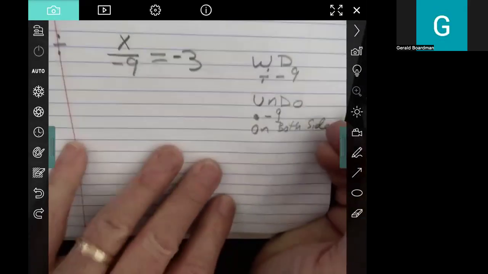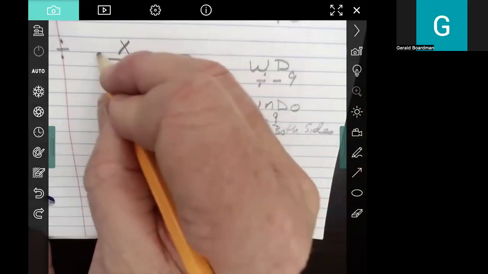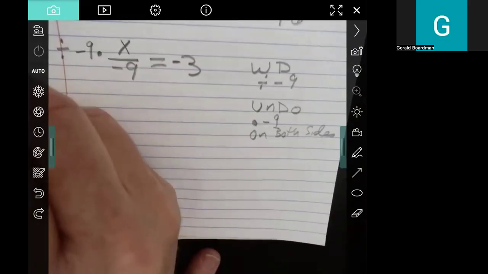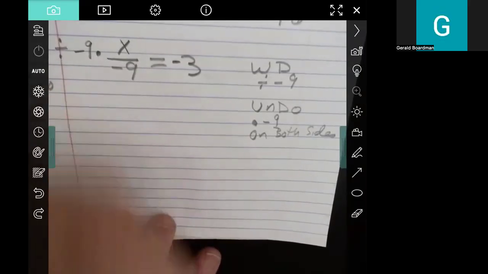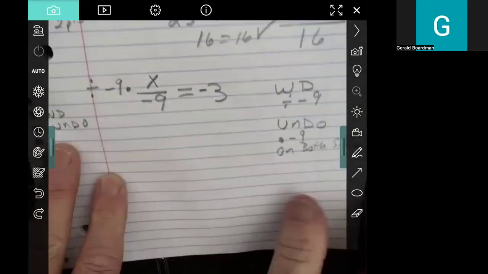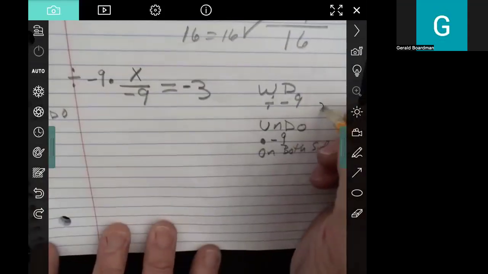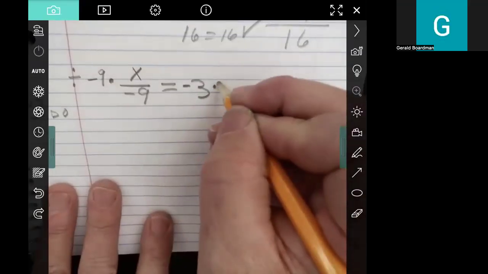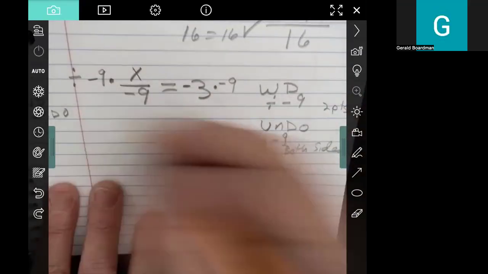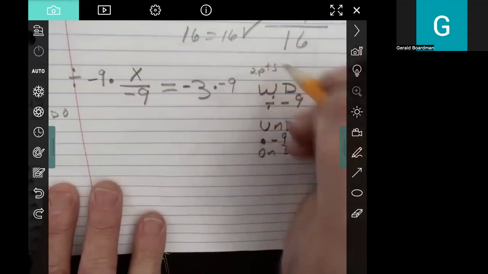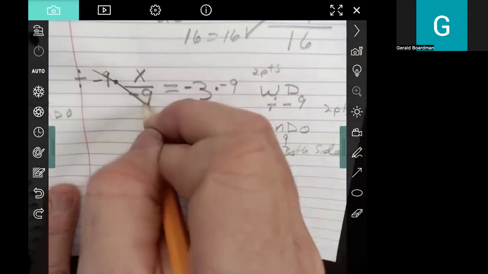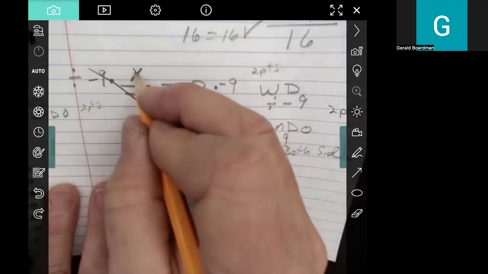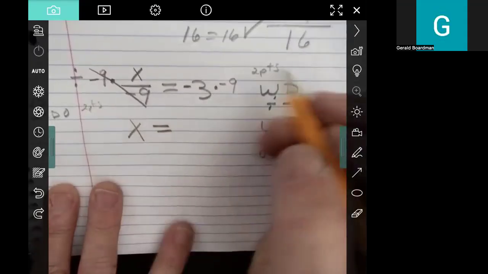So when we do that, we are going to show that as times negative 9, right? This WD and undo, that was 2 points, right? The multiplying by negative 9 on both sides, that's worth 2 points. The cross out, the whole reason you're doing it is to cross out, that's worth 2 points. That frees up the x to be alone.